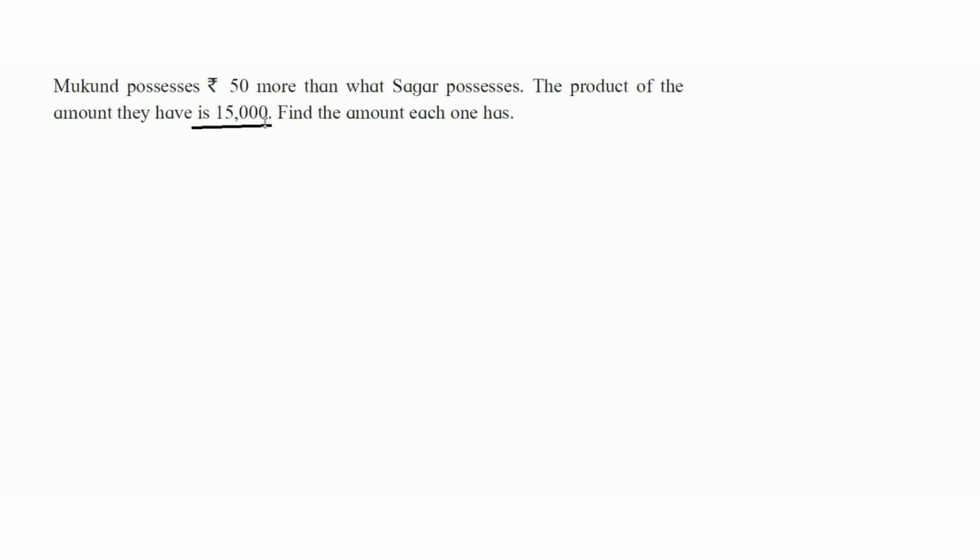So the product of the money that they have is 15,000, which means the money that Mukund has multiplied by the money that Sagar has is equal to rupees 15,000, right? So let's see what is the condition given. Mukund possesses 50 rupees more than what Sagar possesses.